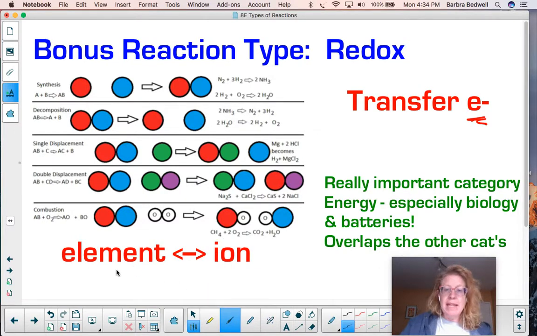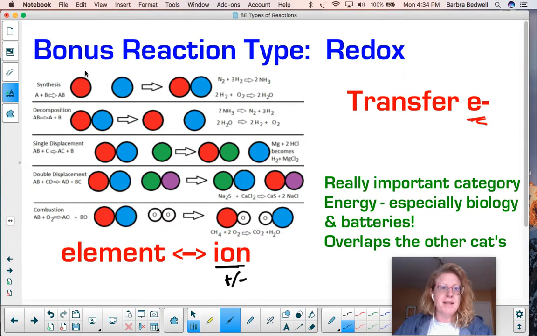If it's by itself on one side, and then it's an ion, either with a positive or negative charge, and it's in a compound on the other side, a change in Facebook status is redox. So if it's single and then it's in a relationship, that's redox. If it's in a relationship and then it becomes single, then it's redox. A lot of these count as redox.